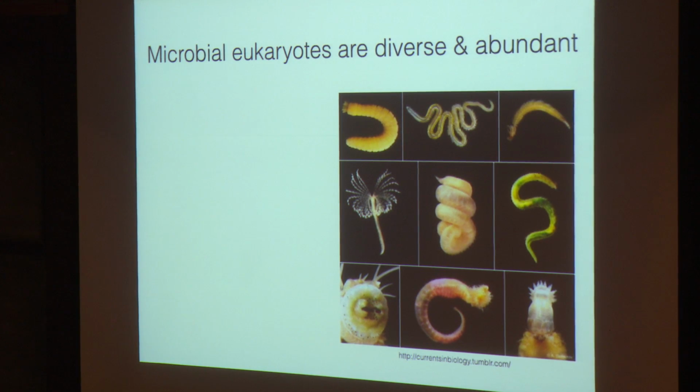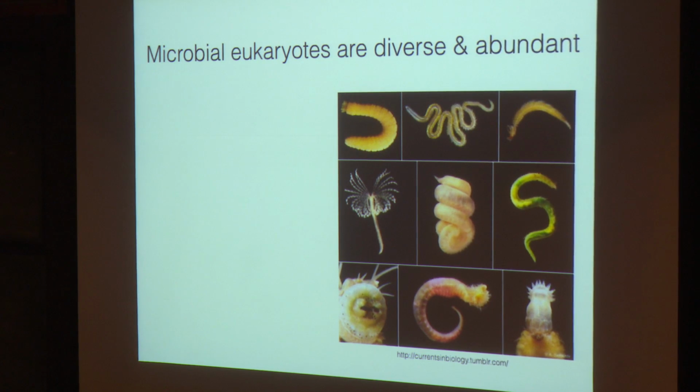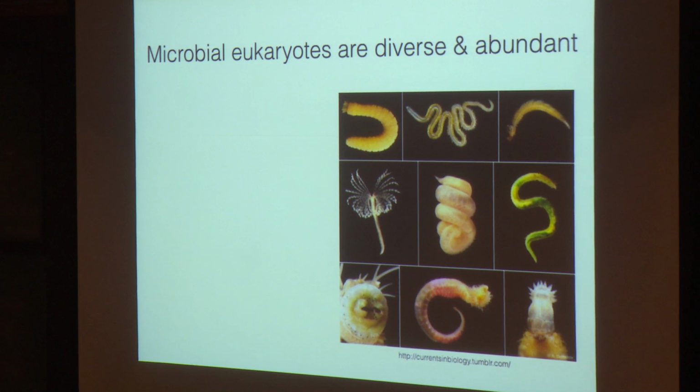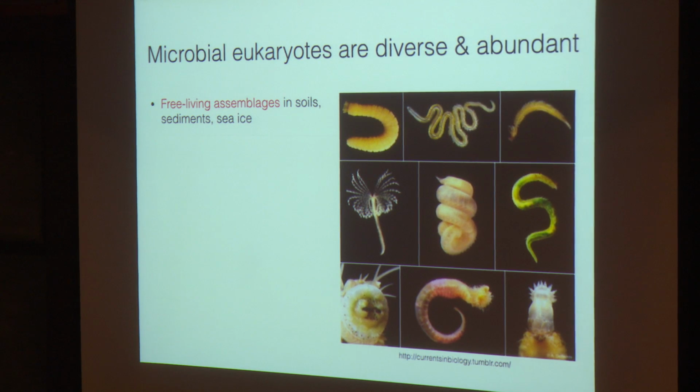So the term microbial eukaryotes is a pretty broad term. And I'll introduce a little bit about these taxa, but the take-home message is that they're extremely diverse and extremely abundant in pretty much every habitat on Earth. And my work focuses on free-living assemblages in soil, sediments, and even sea ice.